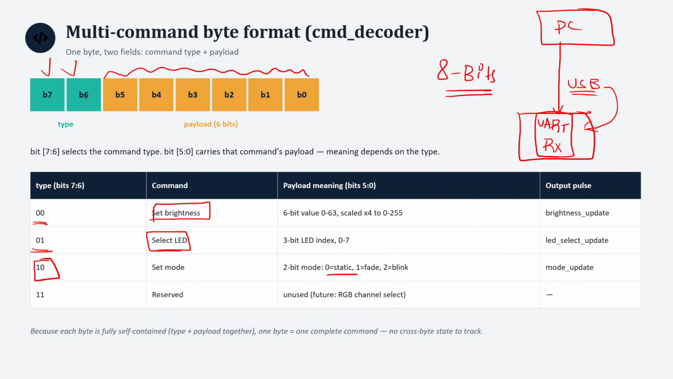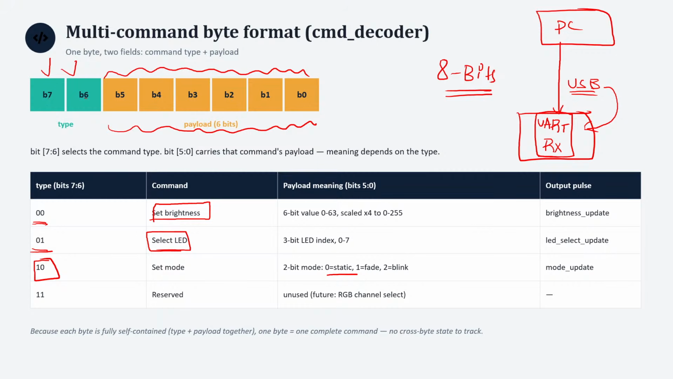Now, first of all, let's say I want to adjust the brightness. In the software, I'm going to provide the first 2 bits, that is my MSB bits, as 00. Now, the remaining 6 payload bits are going to be my information. What information? In this particular case, it is brightness information because my first 2 bits are 00, right? So these 6 bits are now the brightness information. Using 6 bits, how many values can we represent? We can represent from 0 to 63.